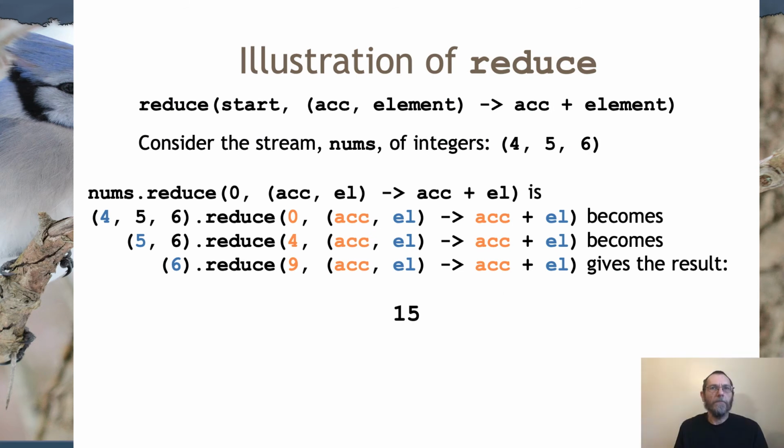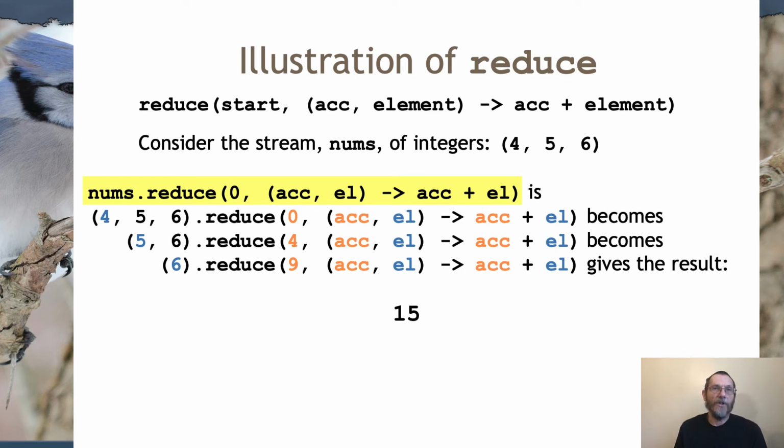So let's put some flesh on that and see what we mean in practice. Suppose we have a stream of integer values, and those values are 4, 5 and 6, and we want to apply a summing reduction to that. In other words, we want to add up the numbers 4, 5 and 6. So we want to add the 5 to the 4, and then we want to add the 6 to the result of adding the 4 to the 5.